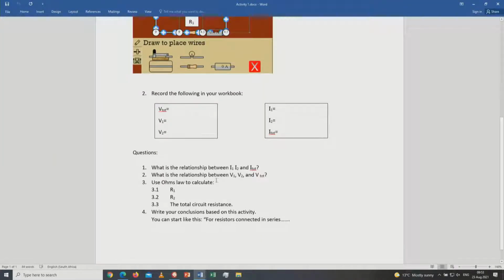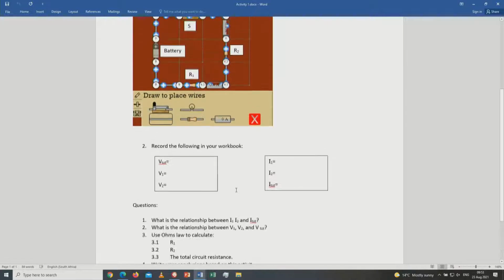Have you found the relationships? Yes, we will discuss them. Then I would request that you use Ohm's law to calculate R1 and R2, or even the total resistance of the circuit. I think this is also going to help us.